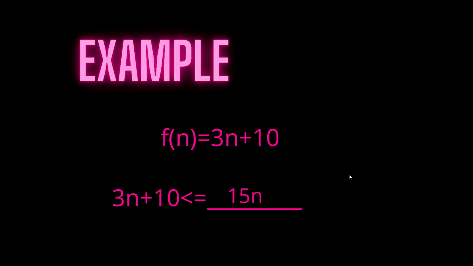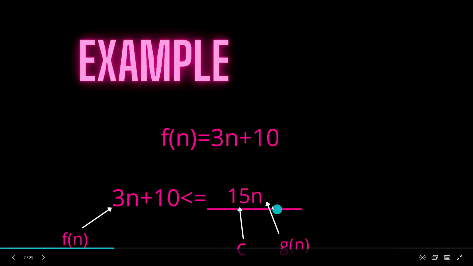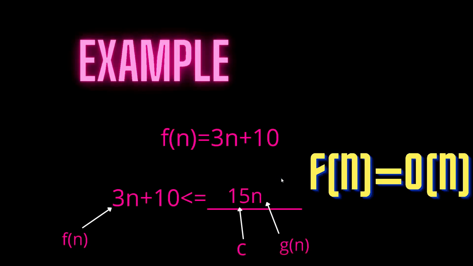So here if I put 15n, where this particular thing is f of n and this is the value of c, this 15 is c and this n is g of n. So I could say that f of n is big O of n. We have seen all regarding these rules, how we write all these things, in the last video. Please check that out. I'm telling this again and again. So here f of n is big O of n.